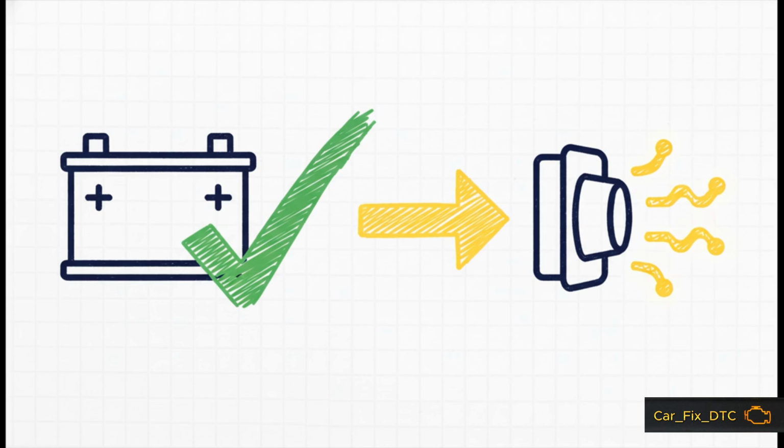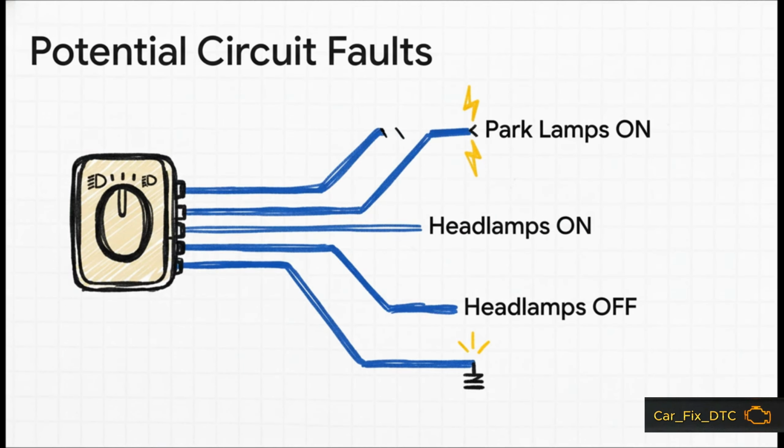That means it's time to dig a little deeper and look at our next set of suspects, the wiring that connects to the headlight switch. So if it's not the battery, the problem is almost definitely in one of these three circuits. And these circuits usually fail in one of two ways. You can have what's called an open, which is kind of like a break in the wire. The signal just hits a dead end. Or you could have a short to ground. Think of that like a pinhole leak in a garden hose. The electricity is leaking out before it gets where it needs to go.